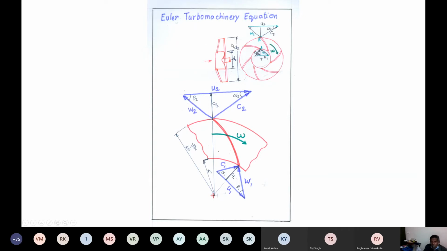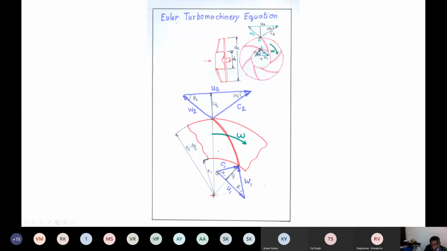Okay, now for deriving the turbomachinery equation, we should know something about the velocities involved. Now you find the enlarged view of the impeller. So it's some sort of a partial view of the impeller. A blade is shown, and the impeller is rotating at an angular velocity omega. The water enters at point 1, leaves at point 2.